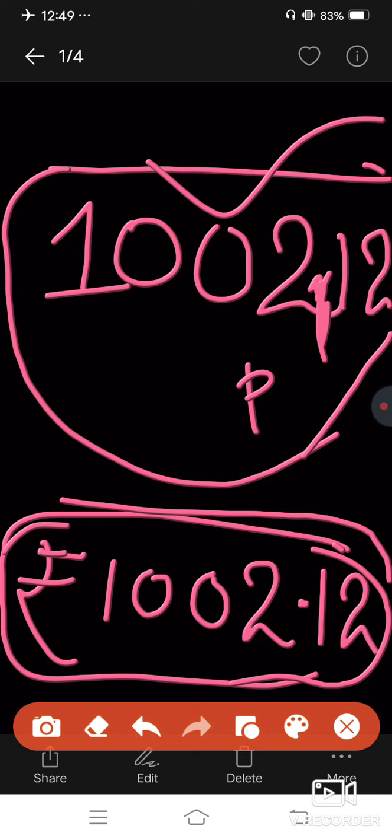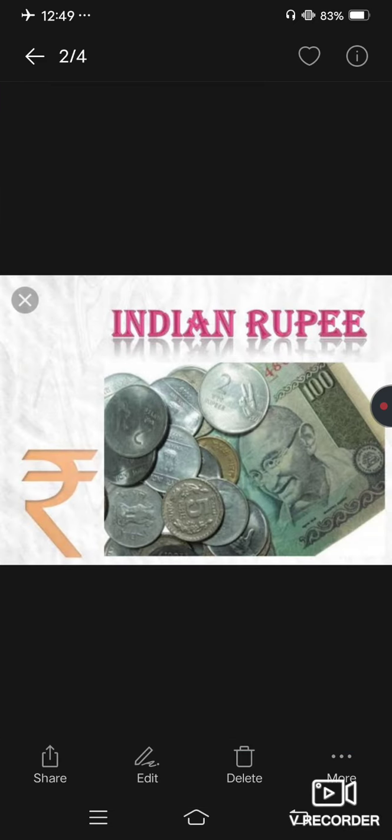So this is the way to convert rupees into paise and paise into rupees. Hope you all have understood.